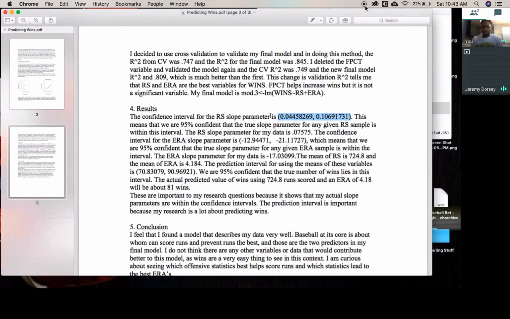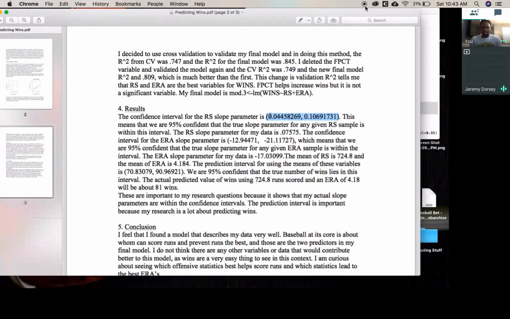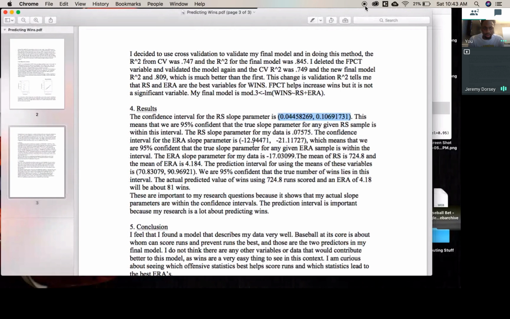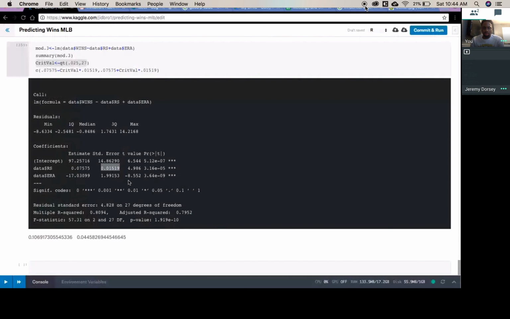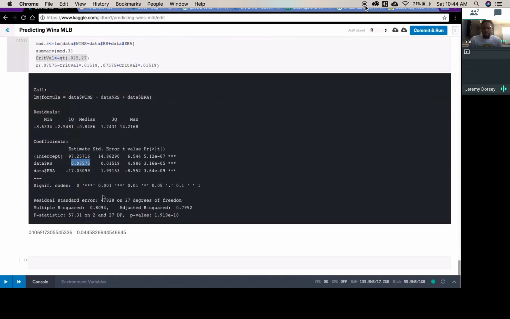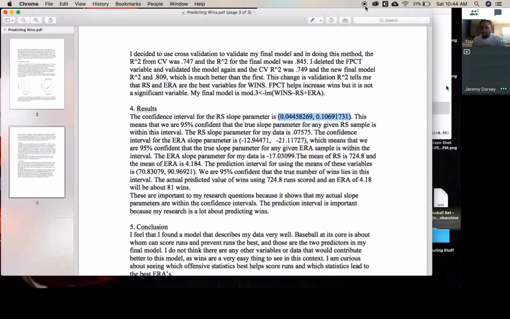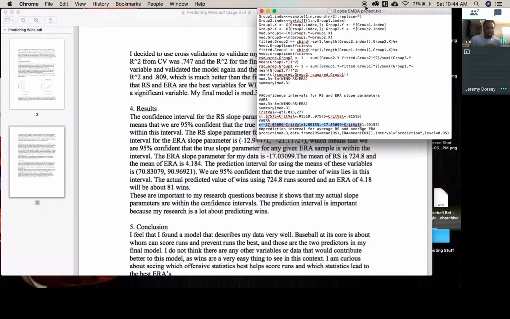So this simply means that we're 95% confident that the true run scored slope parameter is within this said interval. And our run scored slope parameter is right here. And so then we can do the same thing for ERA. Slow down a little bit. Yeah. So you said run scored is what again?